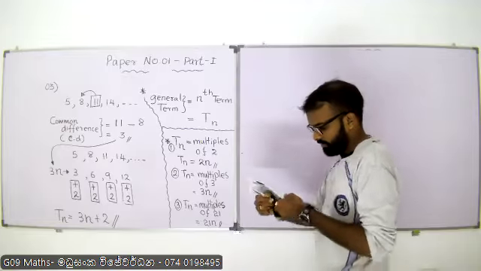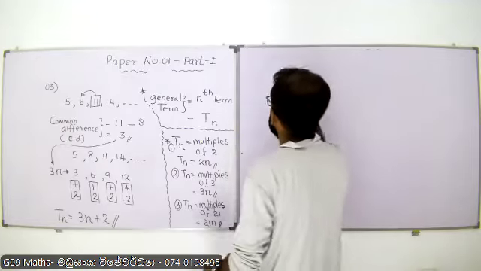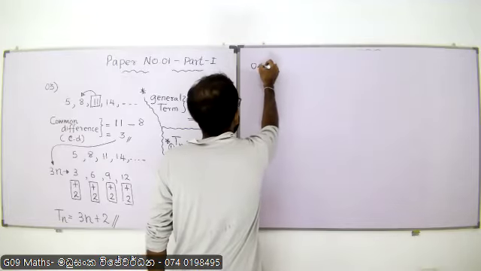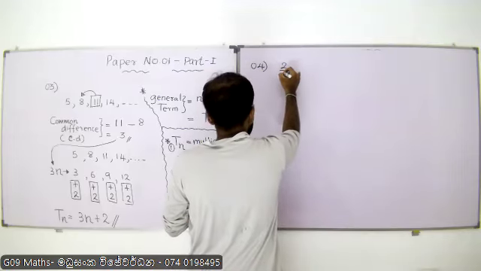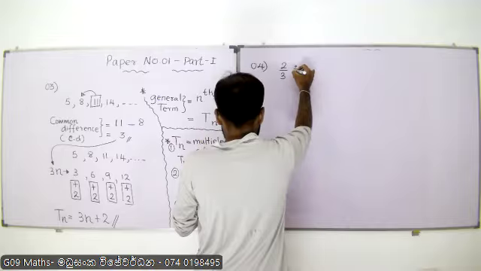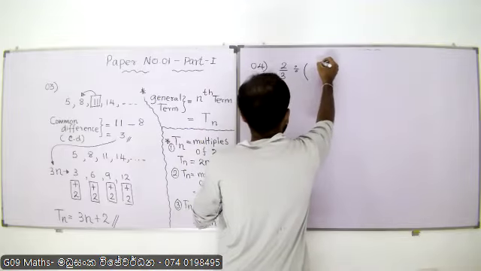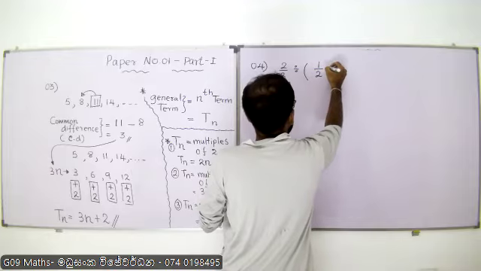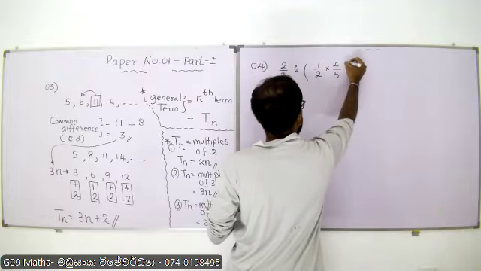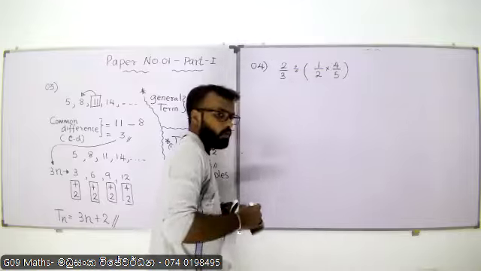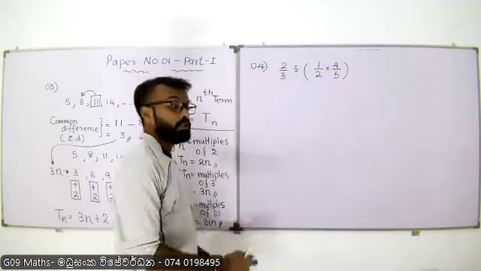Right. Okay, fourth one. Goodness. Fourth one. Right? 2 upon 3 divided by 1 upon 2 multiplied by 4 upon 5. Right? So, how to simplify this?